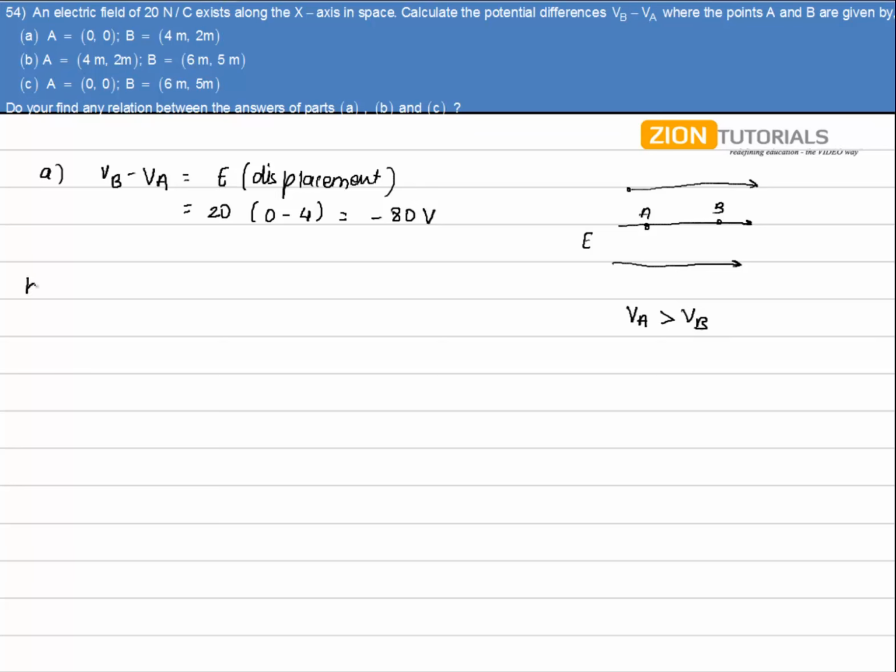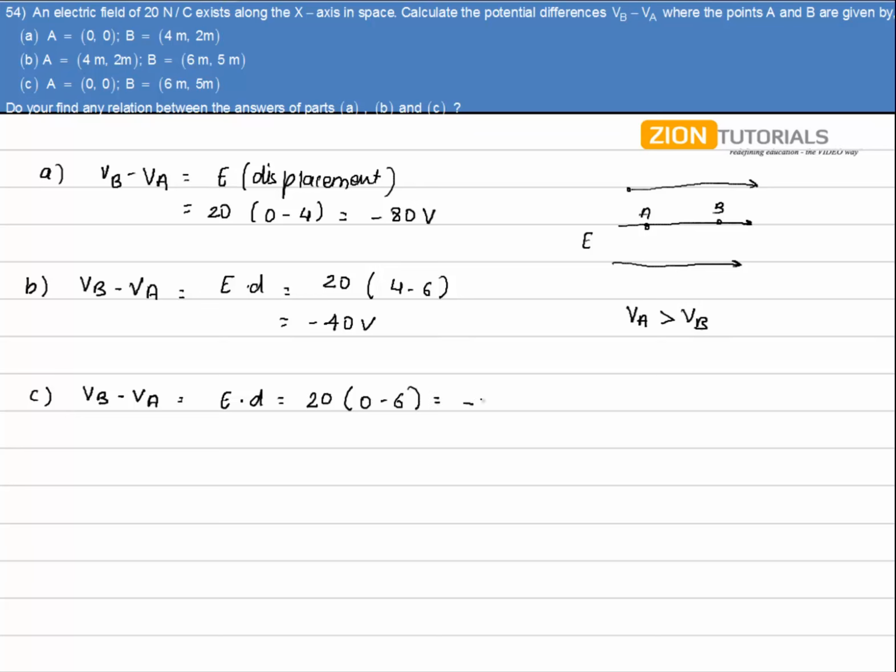So solving for the B part, we have VB minus VA as electric field into displacement again, that is 20 into 4 minus 6, that gives me minus 40 volts. Similarly in C part, VB minus VA, that is again electric field into displacement, so 20 into 0 minus 6, so my answer is minus 120 volts.